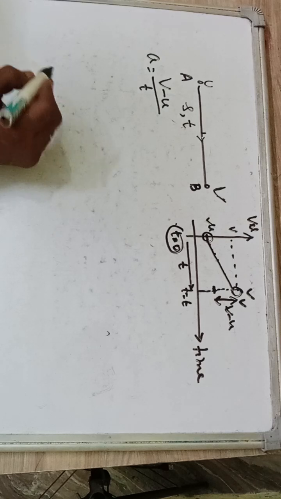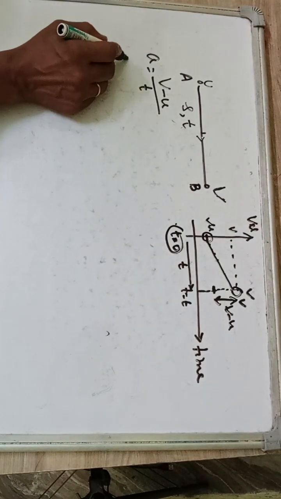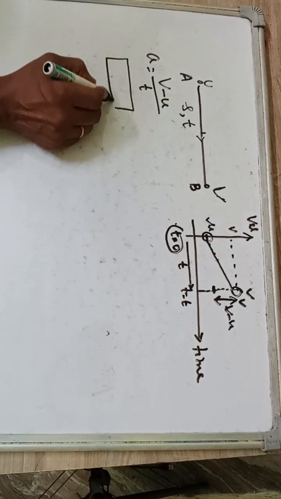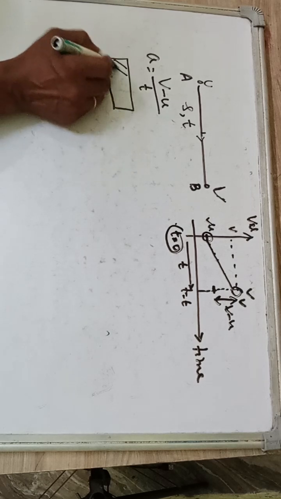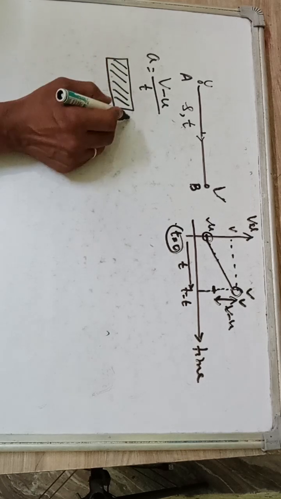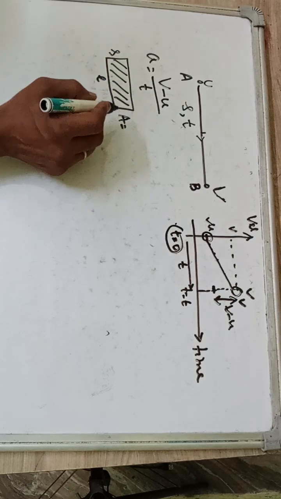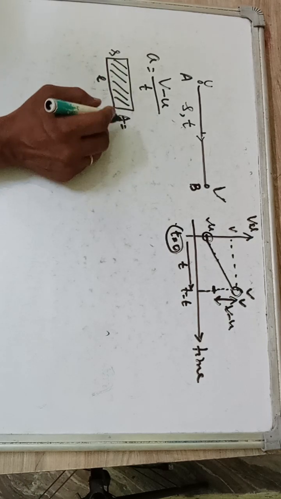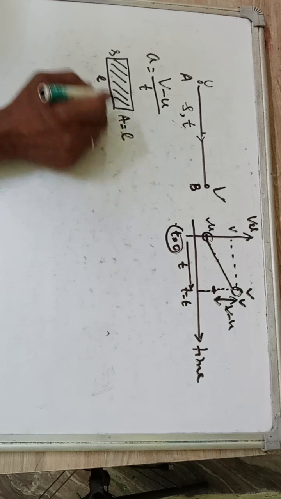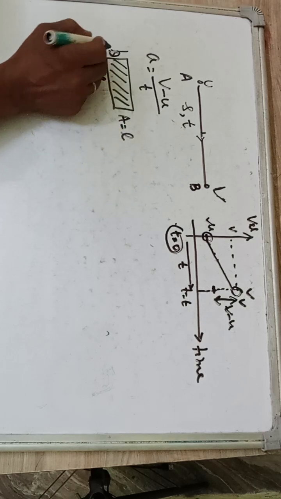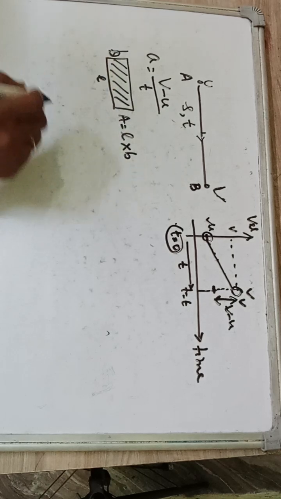Correct. Now we know for a rectangle, area is the multiplication of two sides, or multiplication of the length of two sides. Suppose this is L and this is B, area is L into B.